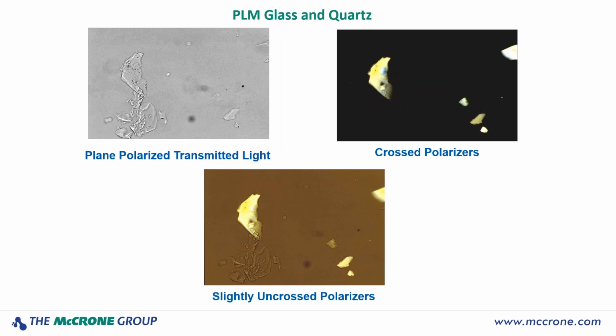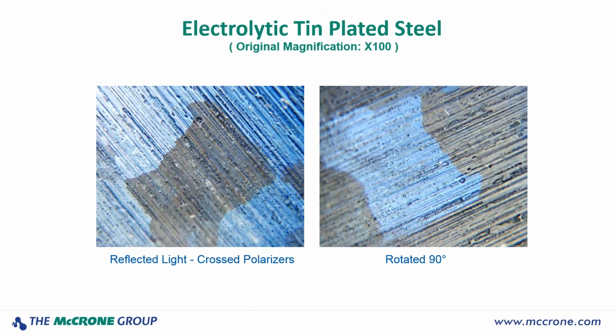We can also show both of them at the same time. If we slightly uncross the polarizers, in other words, rotate that analyzer plate just a little bit beyond full cross, we can start to see some of the isotropic materials along with the crystalline materials, the birefringent materials. And then you can start sorting things out that way as well when you're trying to determine, say, relative quantities of isotropic material versus the birefringent materials, things like that.